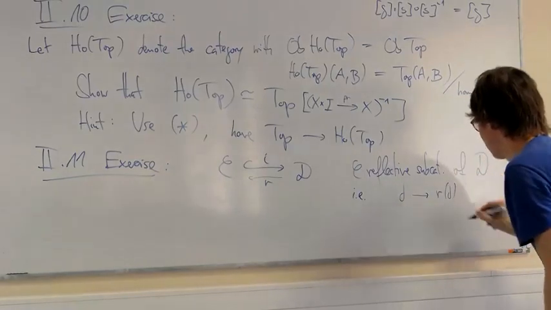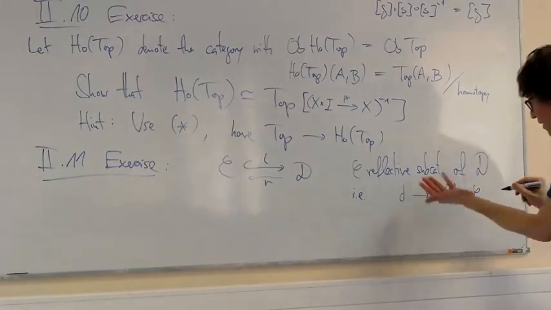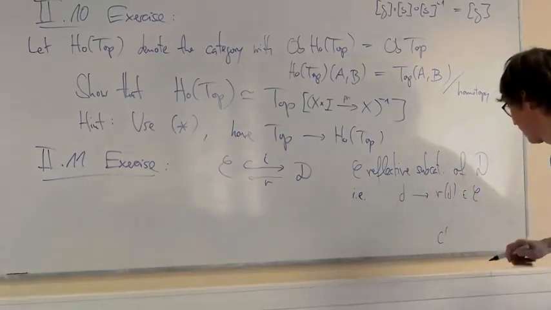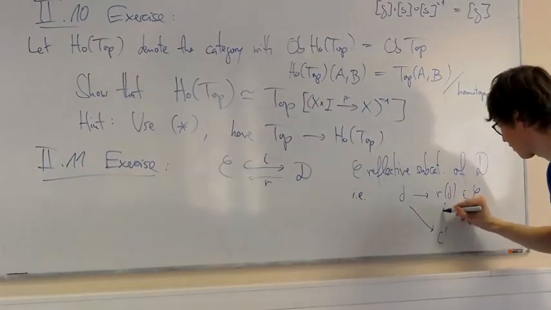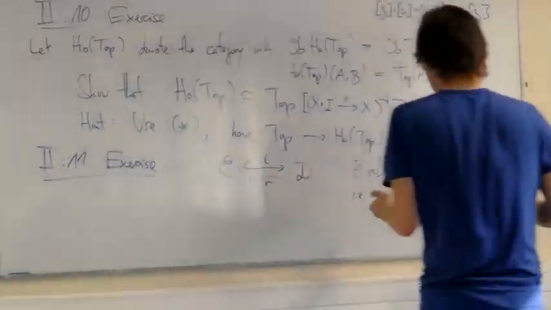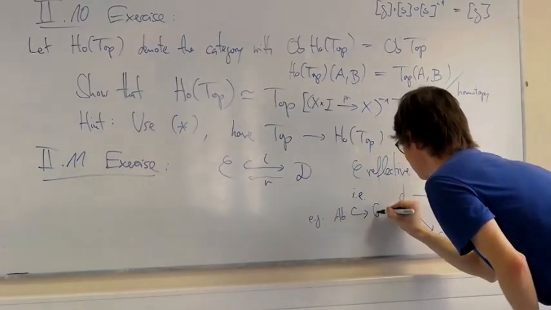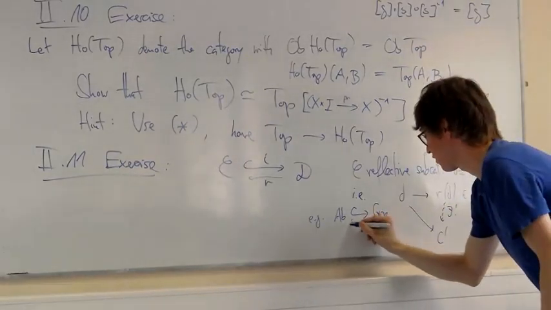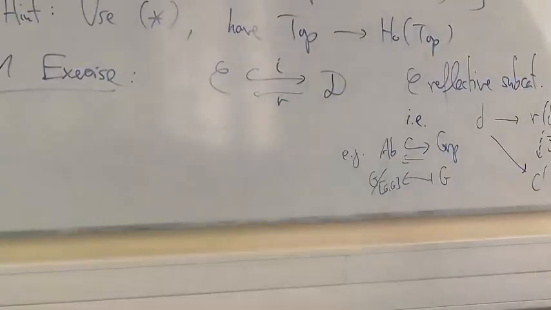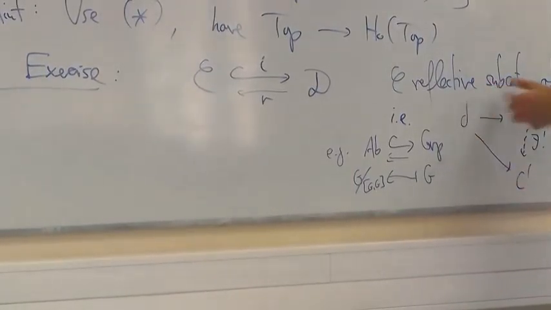So that's the subcategory, if you want. Well, I write this functor again, so that for every other object in C, I have a unique morphism. For example, take abelian groups in all groups, and the reflection functor would take any group to that group modulo commutators. That's the universal abelian group through which any homomorphism to some abelian group will factor.